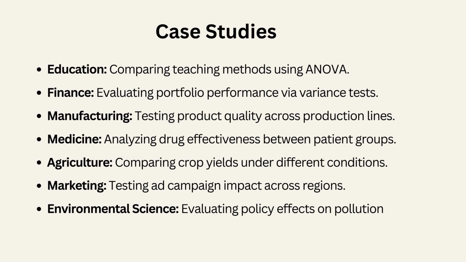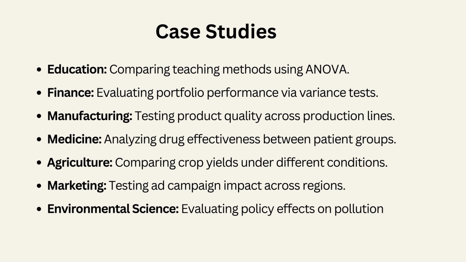Now, let's look at some practical case studies where the F distribution is used. In education, ANOVA can be applied to compare the effectiveness of different teaching methods. And in finance, we use various tests to evaluate portfolio performance. In manufacturing, the F distribution helps test product quality across production lines. We can also use this in medicine. We can compare drug effectiveness across different patient groups.